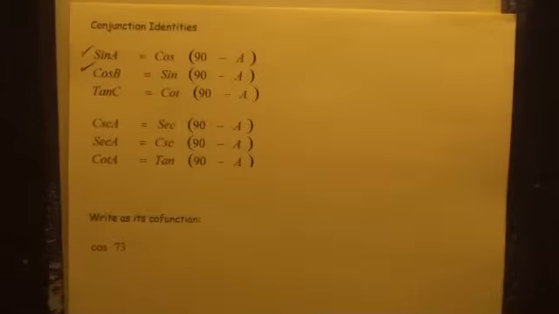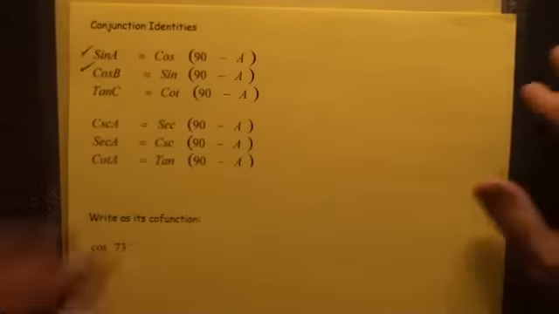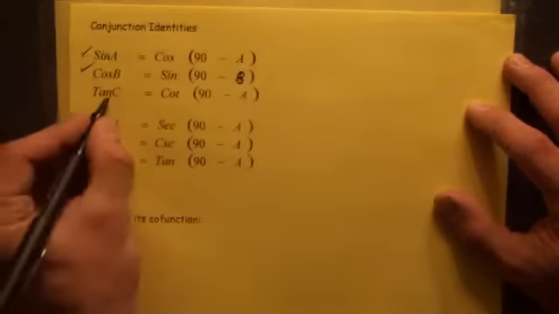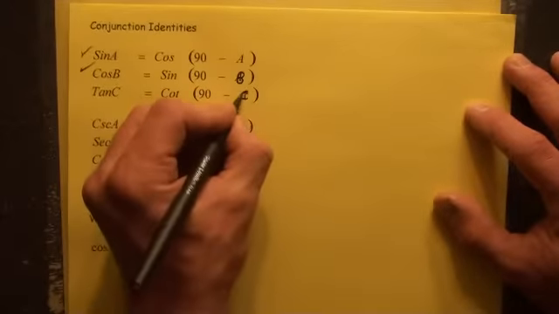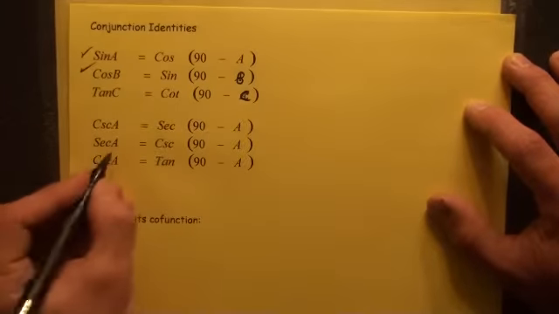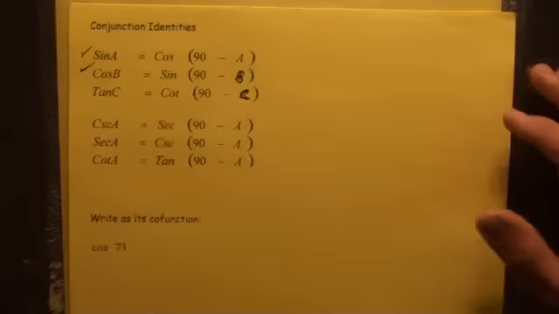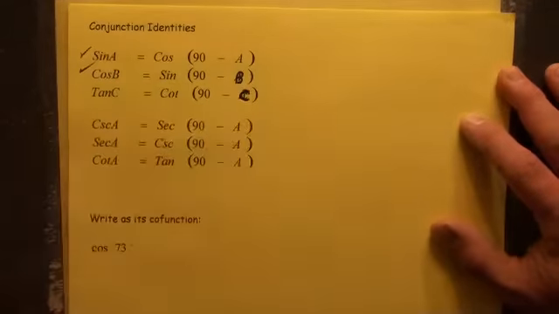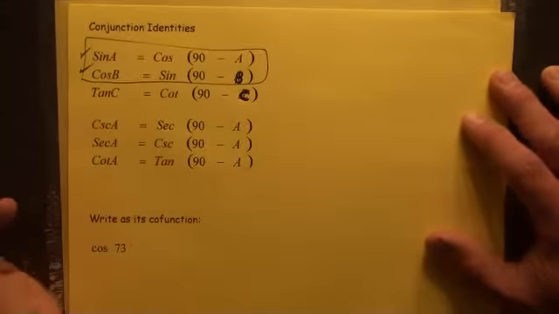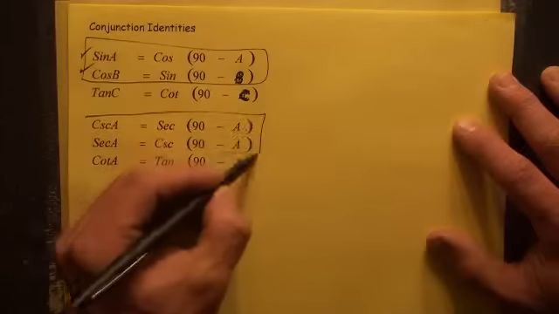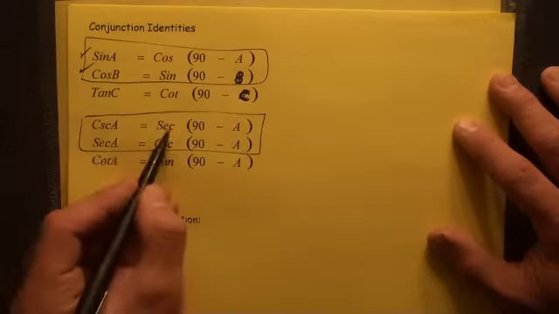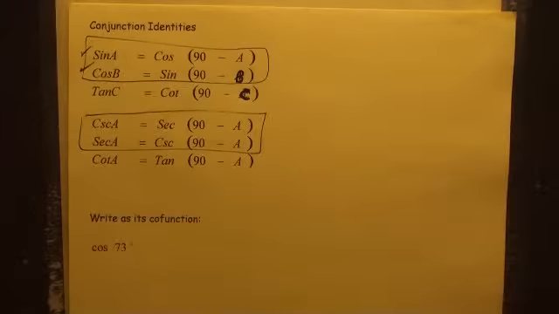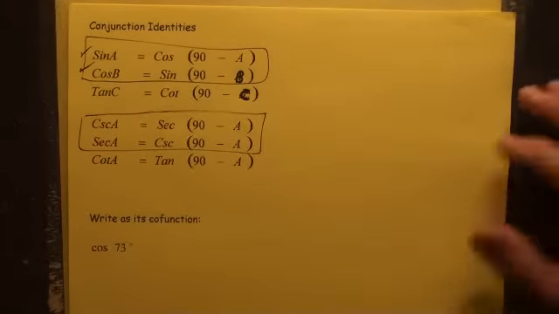As it turns out, there's actually 6 of these, although you could argue that these two are basically the same. Sine of A equals cosine of 90 minus A. Cosine B equals sine of 90 minus B, excuse me, that should be a B there. Tangent C equals cotangent of 90 minus C. Cosecant of A equals secant of 90 minus A, and then secant of A would equal cosecant of 90 minus A. As you can see, those two are basically the same, and these two are basically the same.